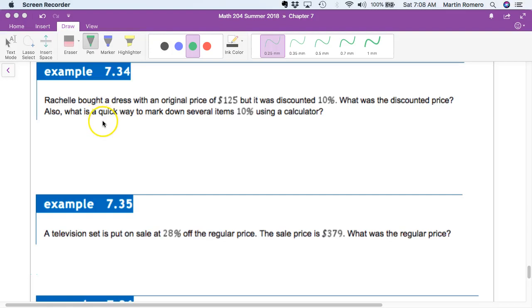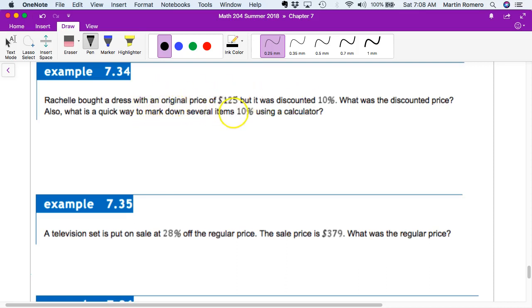Let's solve some more percent problems looking at these examples from our note sheets. Rochelle bought a dress with the original price of $125, but it was discounted 10%. What was the discounted price? So I want to try a different method, using an equation method instead of the proportion method.